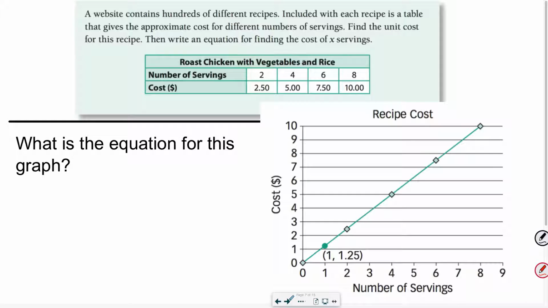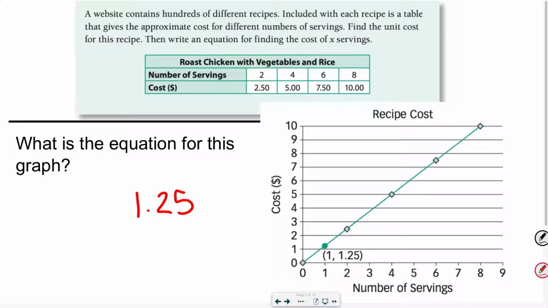So what do you think the equation for this graph would be? For every 1 serving, the cost is $1.25. So he started that out really well. He said for every 1 serving, it's going to cost $1.25.